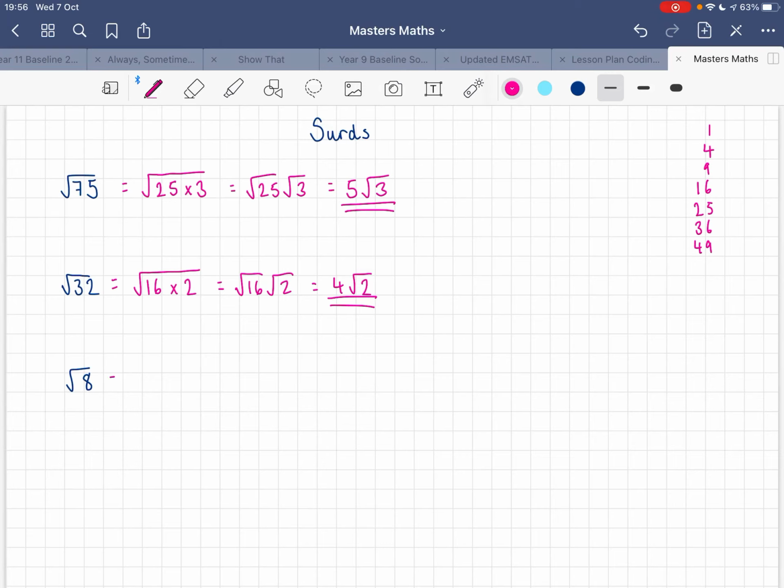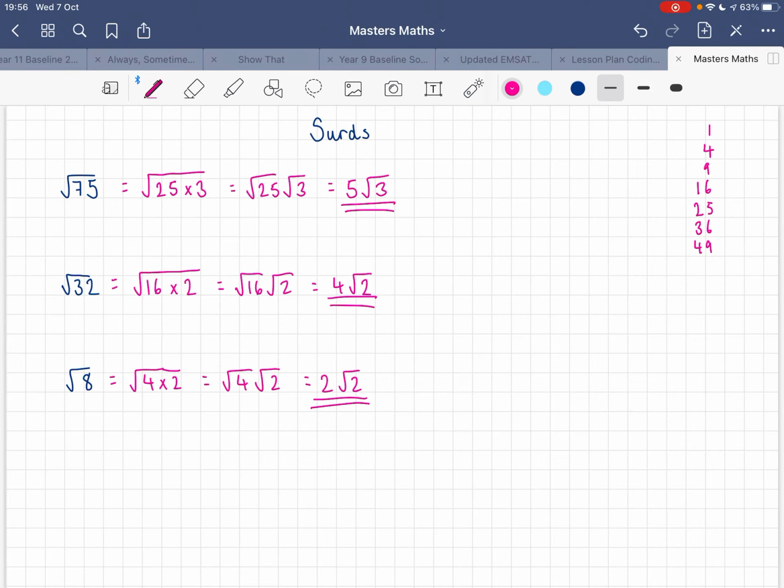The last one is the square root of 8. The only square number that will divide into 8 is 4. So we rewrite it as the square root of 4 times by 2. And then we rewrite it as root 4, root 2. And then we actually square root 4, which is 2. And the other 2 has to stay inside of the surd because 2 isn't a square number. It can't be square rooted. And again, now we have simplified the square root of 8.